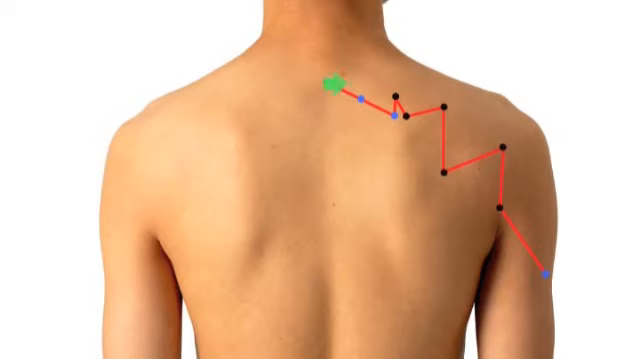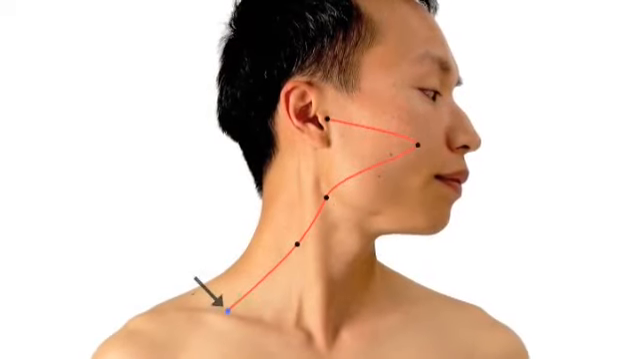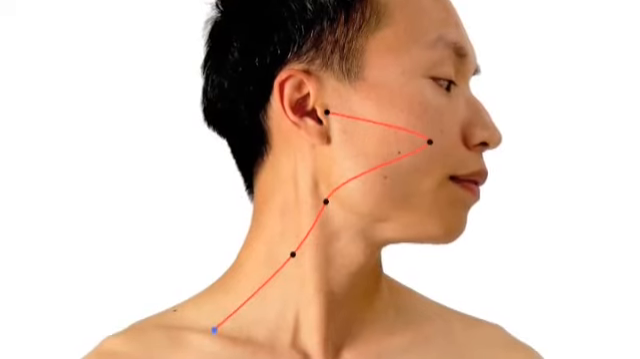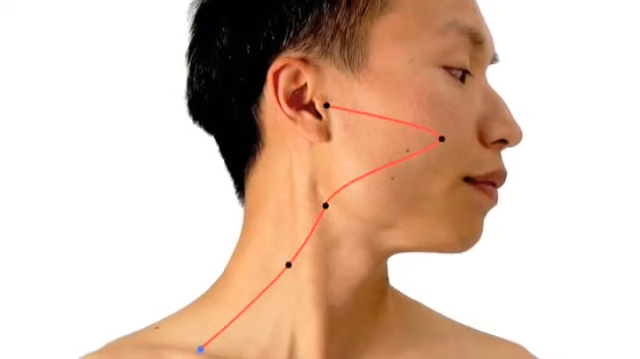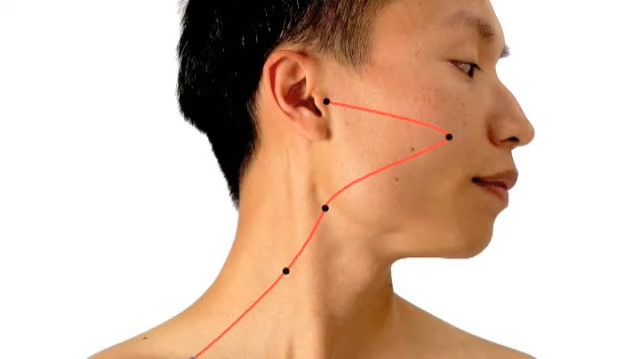A deep pathway then descends through the supraclavicular fossa, passing through stomach 12. From stomach 12, a branch ascends the lateral aspect of the neck, passing in between the angle of the mandible and the anterior border of the sternocleidomastoid. The channel then moves onto the anterior aspect of the cheek, directly inferior to the outer canthus at small intestine 18.